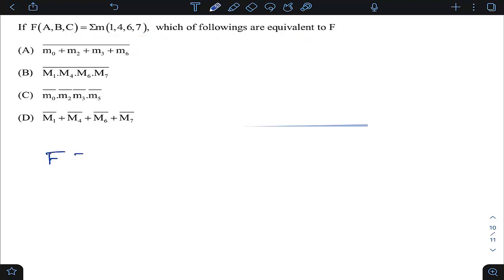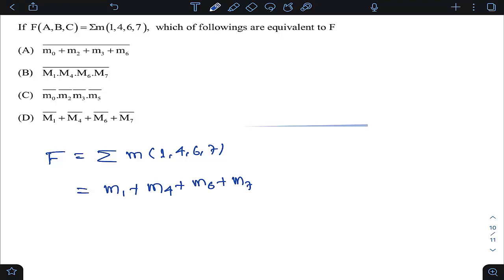Here f is given to me. This is minterm 1, 4, 6, 7. We can write this as minterm 1 plus minterm 4 plus minterm 6 plus minterm 7. If f is 1, 4, 6, 7, then if I ask you the minterms of f complement, it will be those missing terms. It will be 0, 2, 3 and 5.